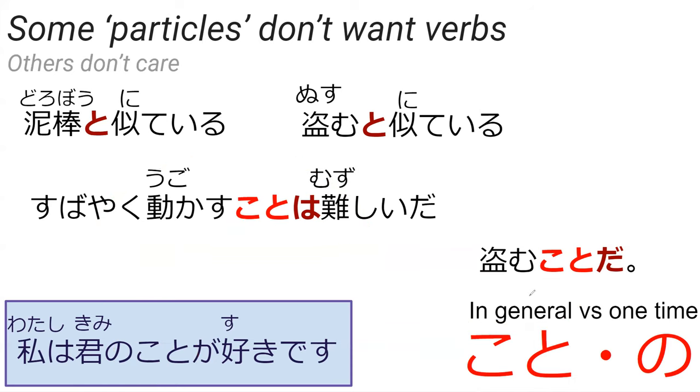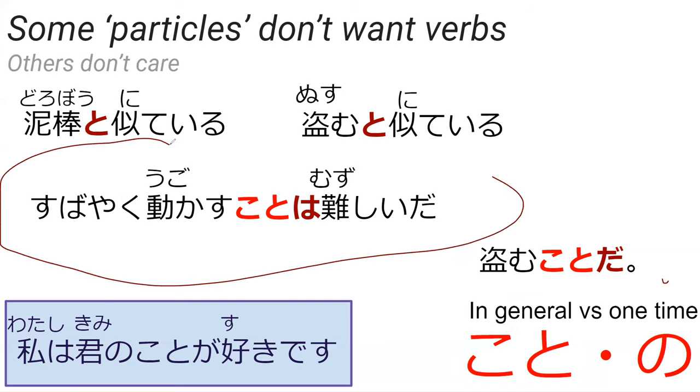One person has informed me that you can think of koto like a photo album full of multiple photos of something, and no as a single photo. So basically, it's just a way to generalize things.